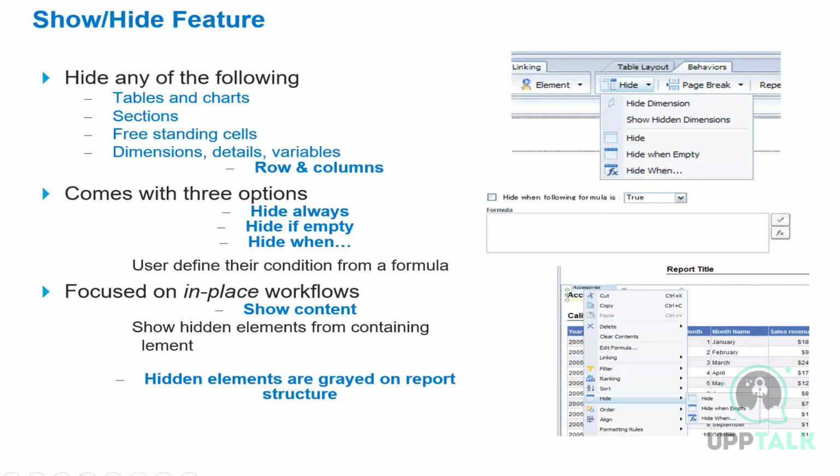Show or hide feature is also there. If we want to hide some objects based on certain criteria, we can hide them. These are the options: hide when empty. If it is empty, we can hide. Or hide when, which means we can write a formula. If it matches that formula, we can hide.